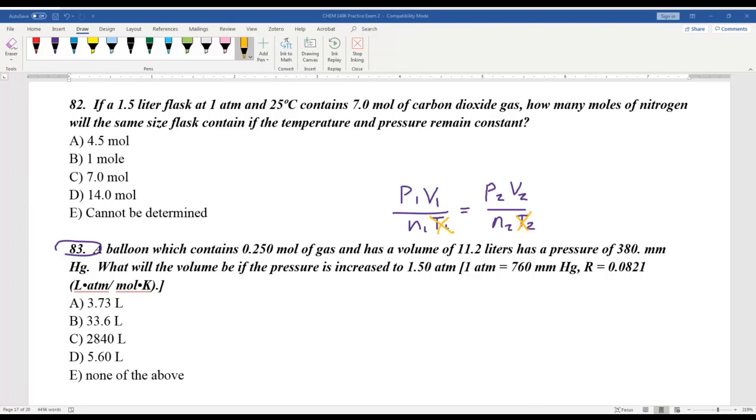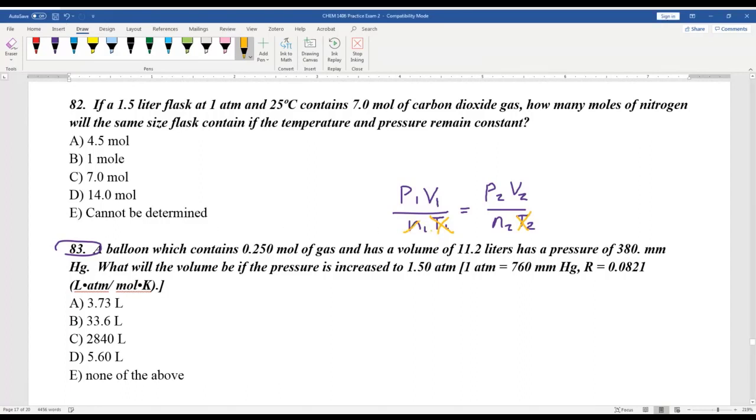Here's a hint. Is the balloon opened at any point? Does it talk about any gas going in and out? No. So if there's no gas going into the balloon and there's no gas coming out of the balloon, what's staying the same? Not the volume. The amount. Exactly. It's the number of moles.